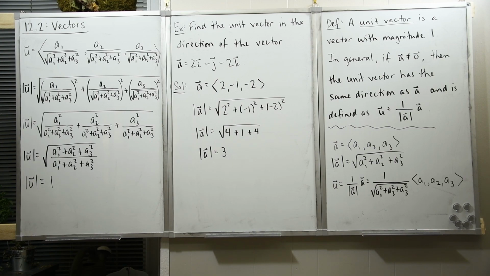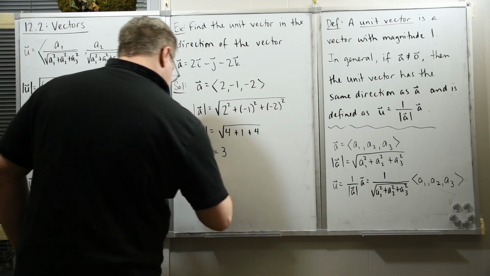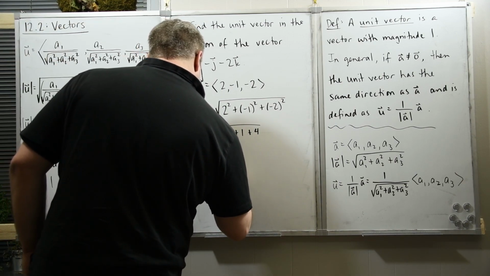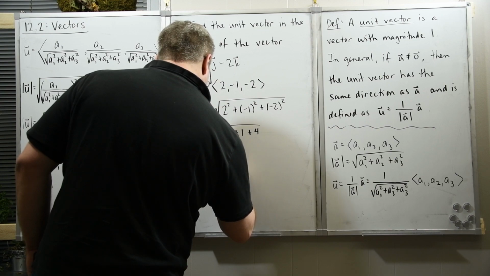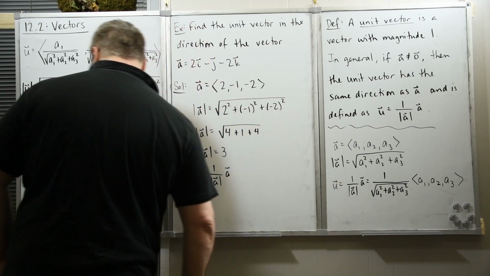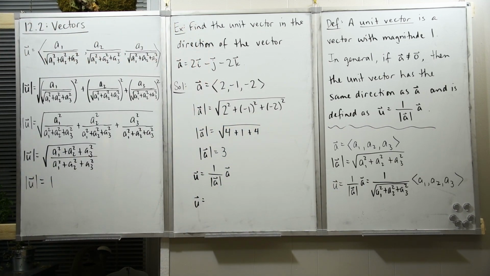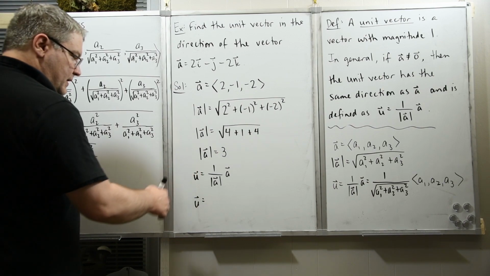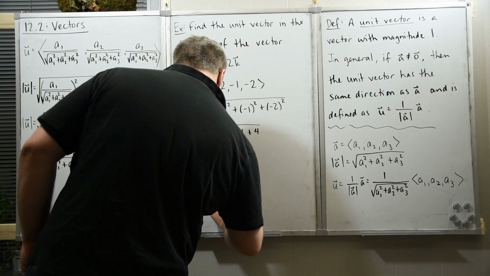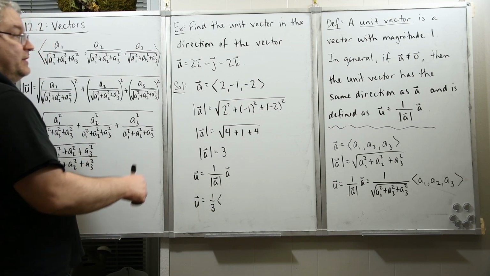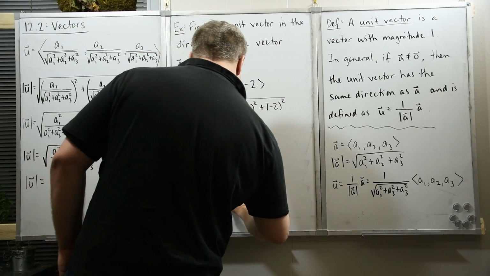So if you have the magnitude of A, it's a heck of a lot easier to figure out what the unit vector is in the direction of A. And so in this case, we'll have U equals 1 over the magnitude of A times A. And the magnitude of A is 3, so we'll have 1/3 times the vector A, which has components 2, -1, and -2.